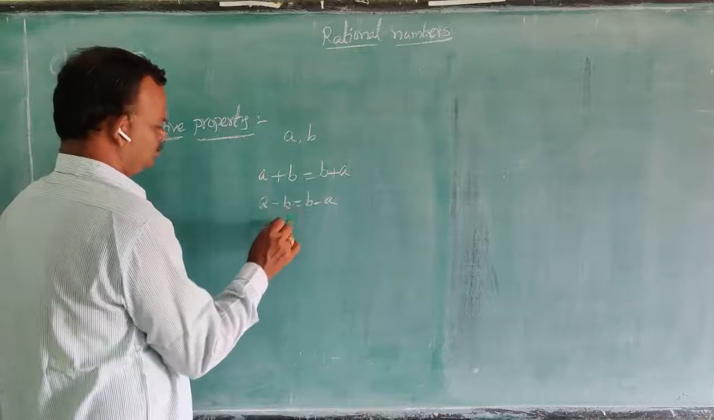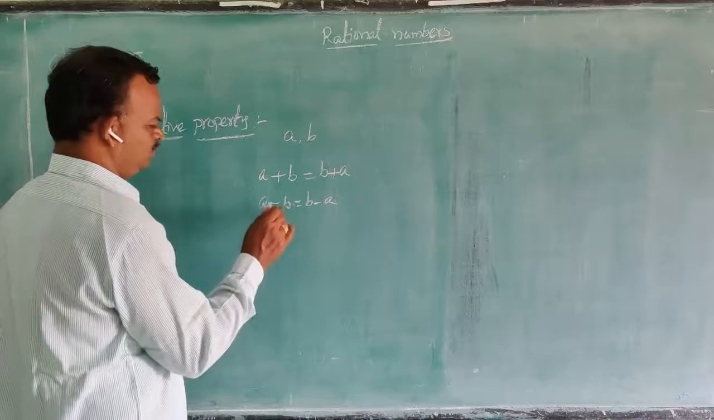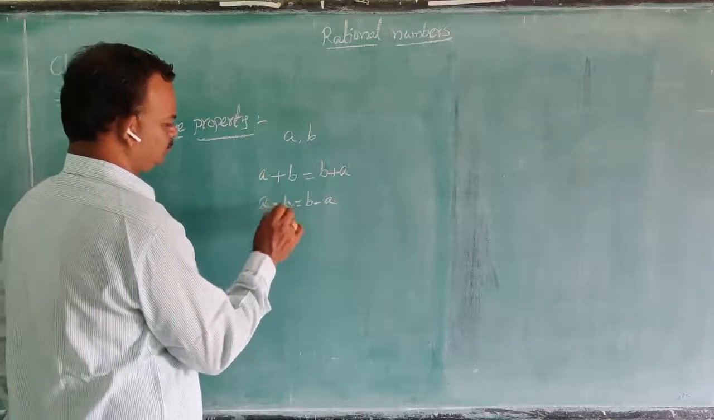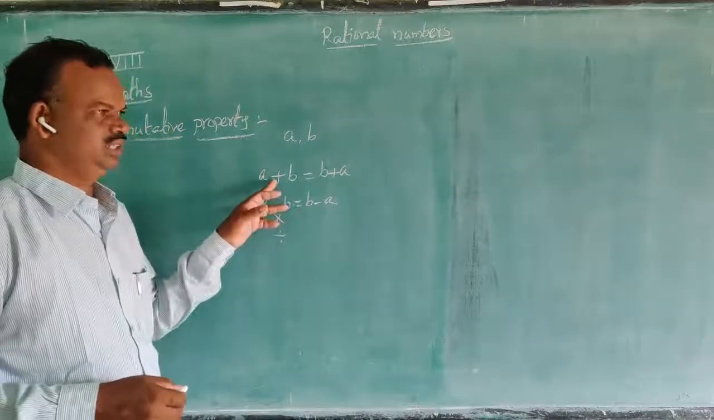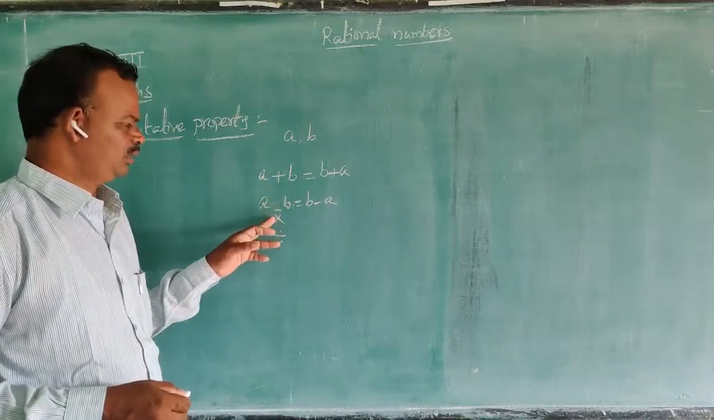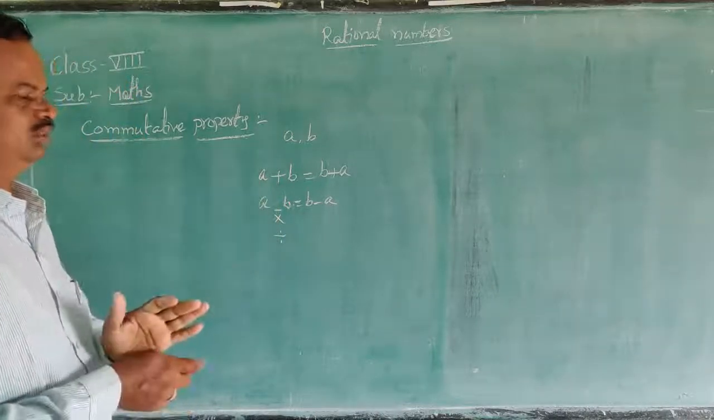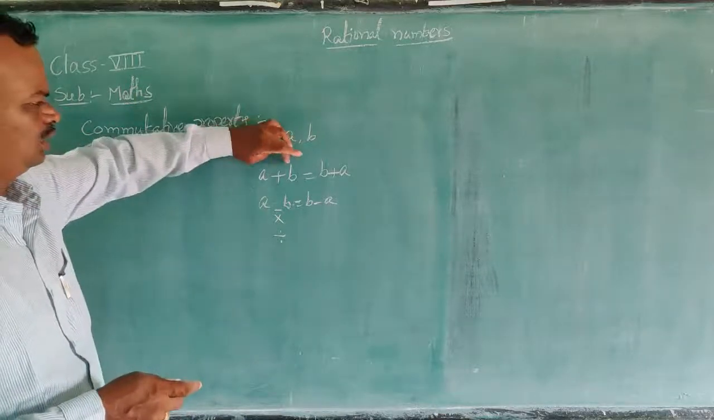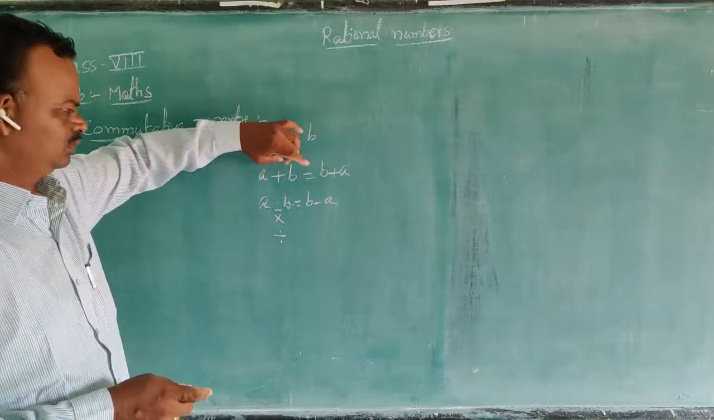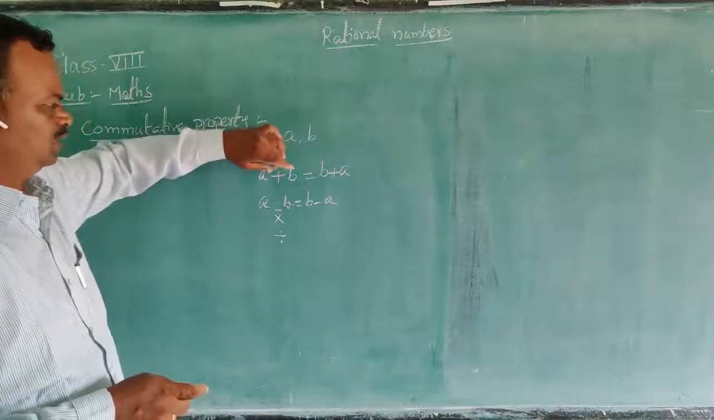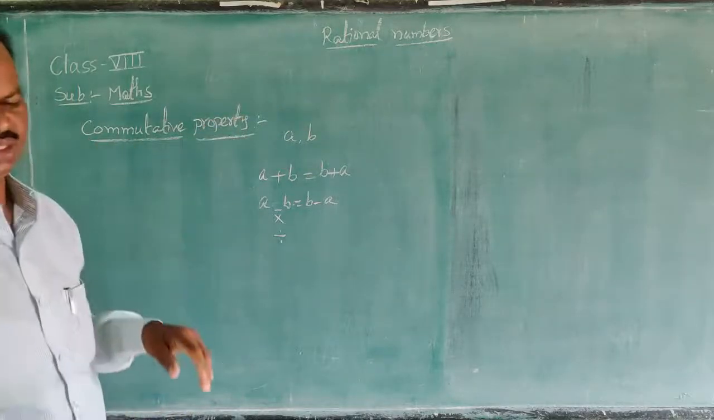And the next one is division. Symbols: addition, subtraction, multiplication, and division. In all the operations, we change the order of A and B. If the LHS value is equal to the RHS value, then the number satisfies the commutative property.